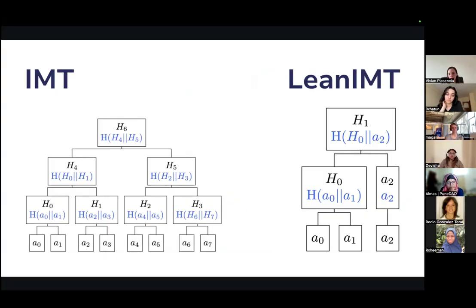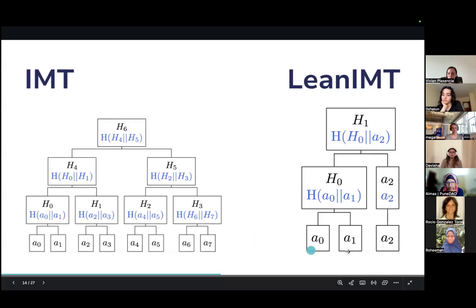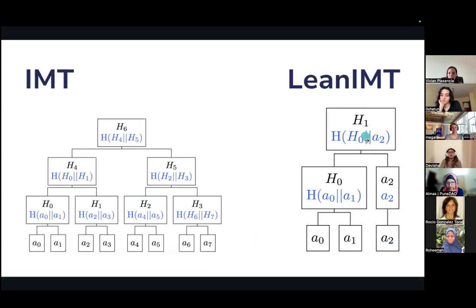And with LeanIMT, this is different. You don't need to have a power of 2 elements with 0 hashes. You just do what I was talking about before. For example, in this case, you just send the same value to the parent, and then you hash when it's necessary, when you have a sibling to hash. And that's more optimized in terms of performance and space too.